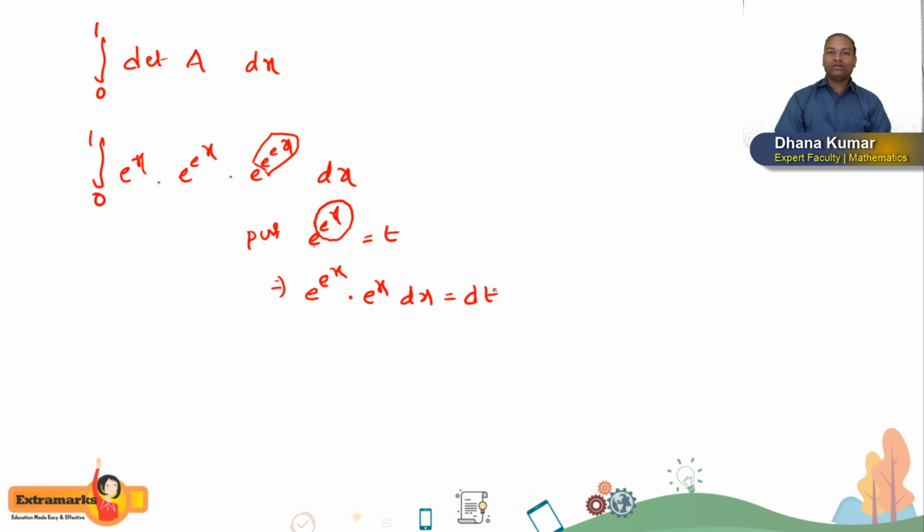This part I am assuming t. Put e power x is equal to t. Right? Now differentiate. I am assuming this power is equal to x. It is in the form of e power x. E power x derivative is e power x. So that is e power x into derivative of e power x, e power x. dx is equal to dt. Right? Now you substitute in the integral.